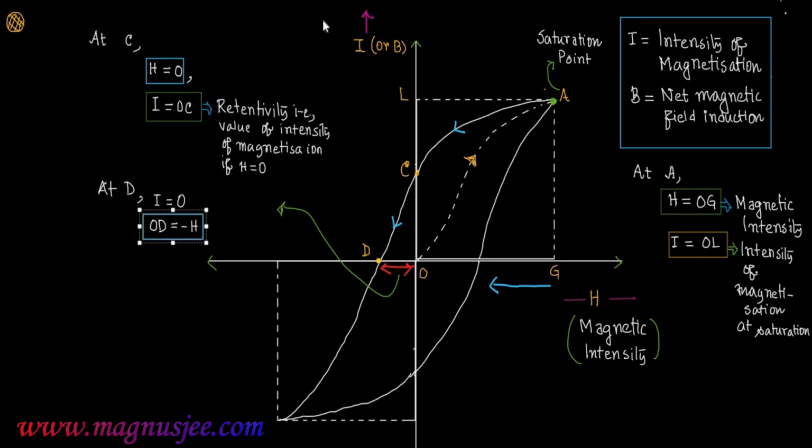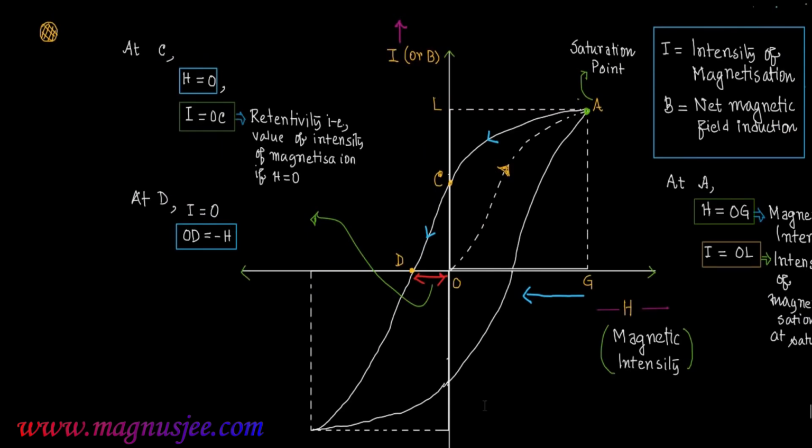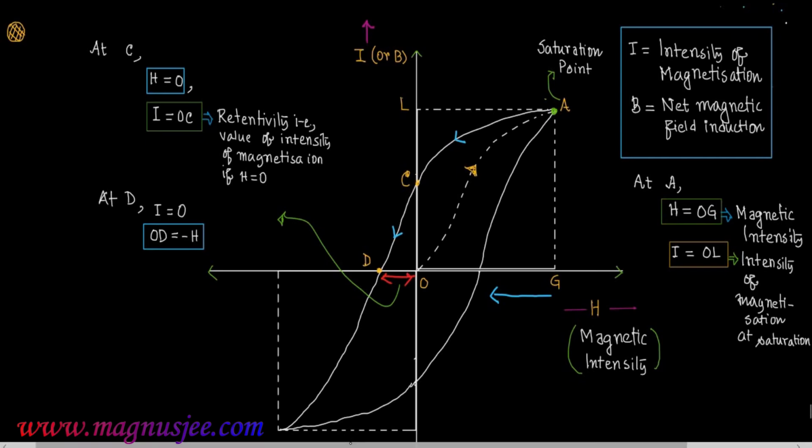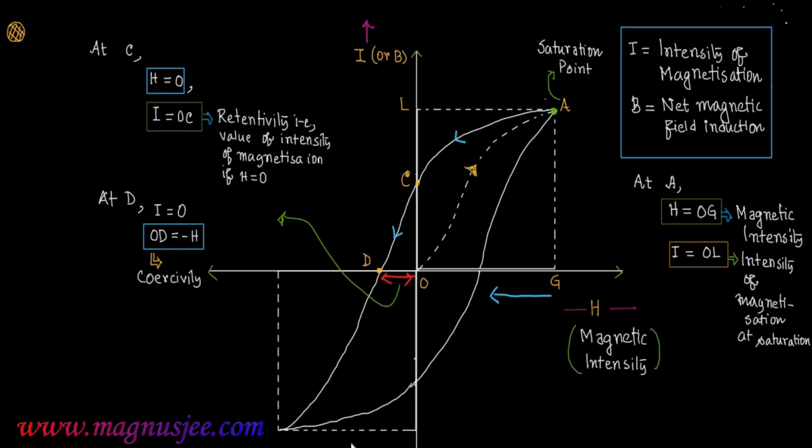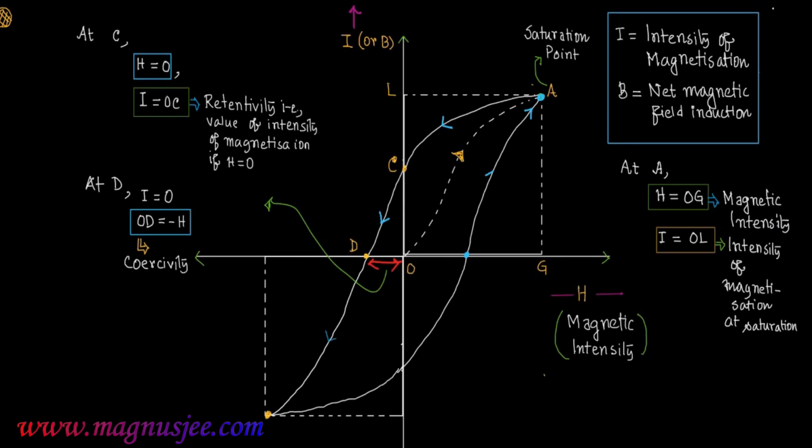If OD is equal to minus H, an external magnetic field of field strength H is applied on this ferromagnetic substance in the opposite direction. In this case OD is equal to minus H, and the negative sign of H indicates that the magnetic field is applied in the opposite direction. That means magnetic intensity acts on the ferromagnetic substance in the opposite direction, and OD, equal to minus H, is known as the coercivity of this ferromagnetic substance.